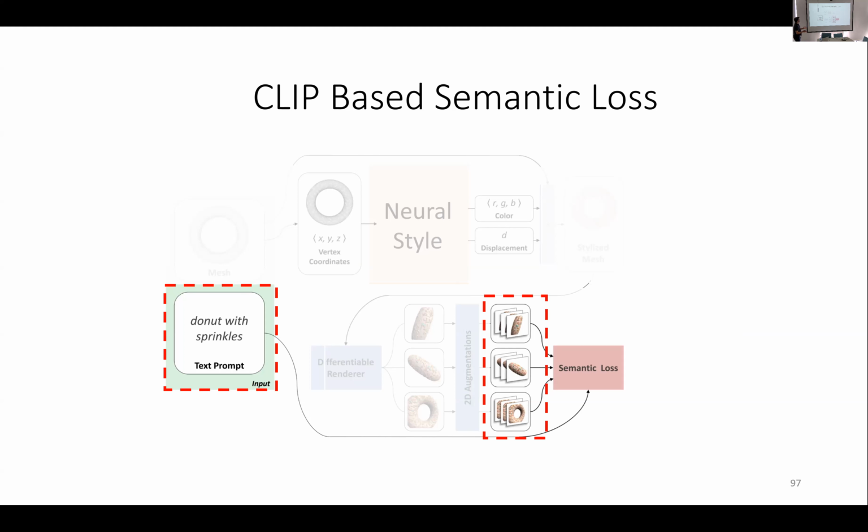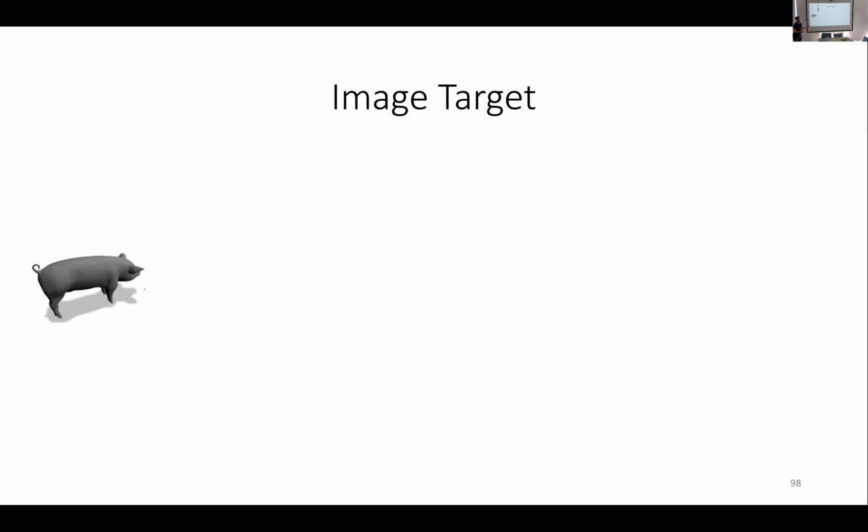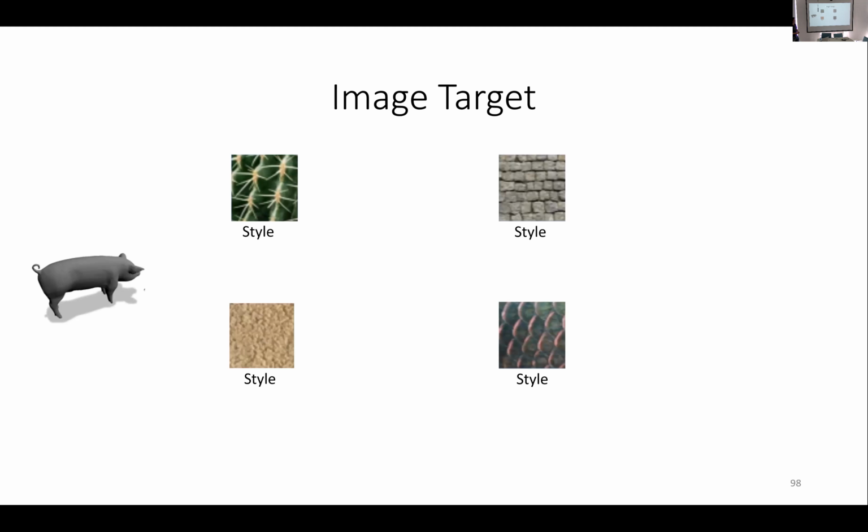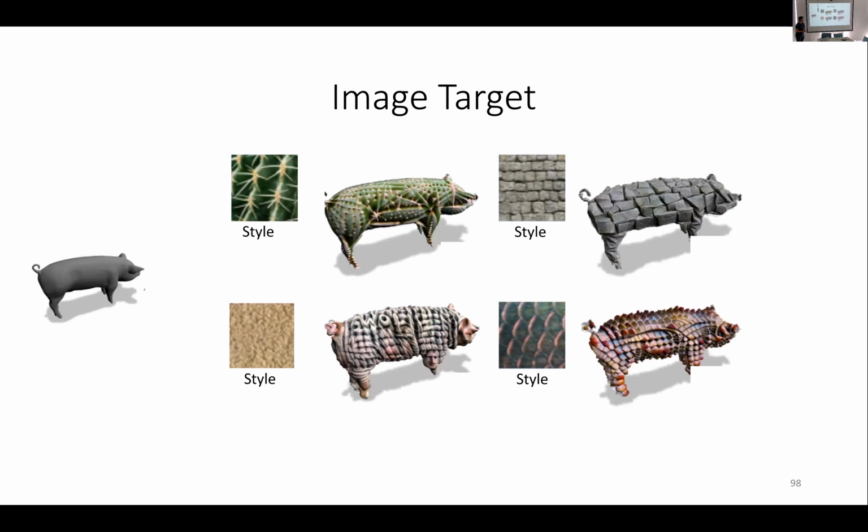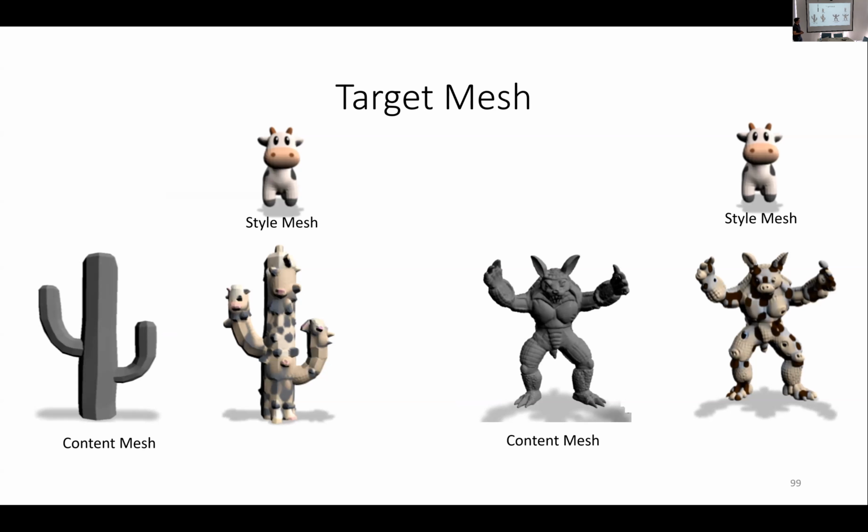Now, I talked to you about semantic loss between images and text, but because this is a multimodal loss, we can also compare images to images. So what if, instead of using text, we use an image? Then we can also stylize meshes using images. Given this input mesh on the left and this desired style, we can stylize those meshes accordingly. And we can even go a step further and stylize the content mesh using another input mesh that you see here.